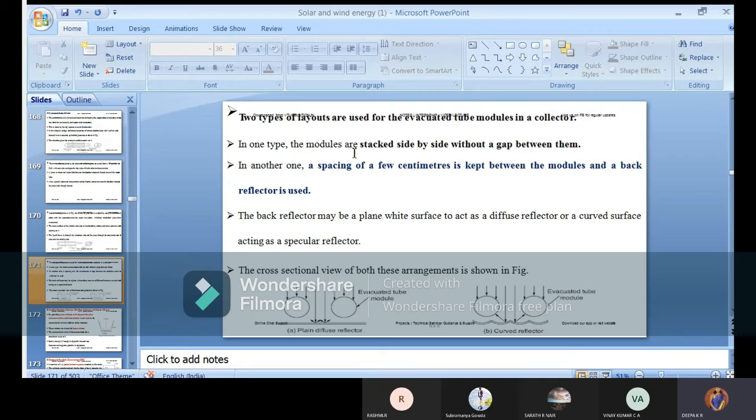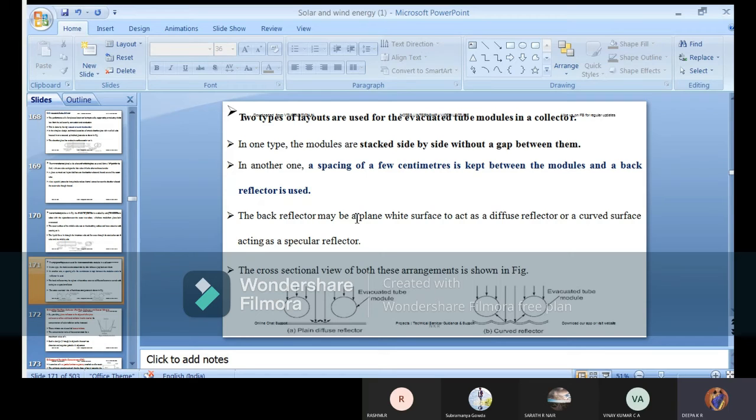See, in one type, the modules are stacked side by side without a gap between them. In another one, a spacing of a few centimeters is kept between the modules and back reflectors are used. So in the first one, you don't have any space and there is no back reflector. That's what you are getting, only one radiation, one way, whatever you are getting from the sun, that is direct, nothing else. In the second one, you made a small variation: you have increased the size of the system and kept a reflector so that your rays are hitting back towards the surface.